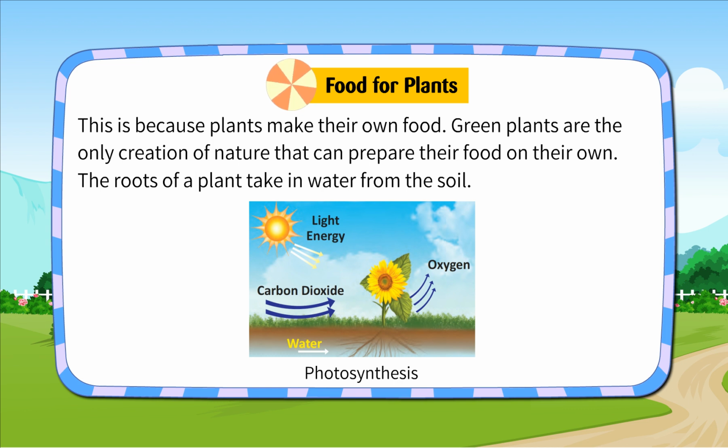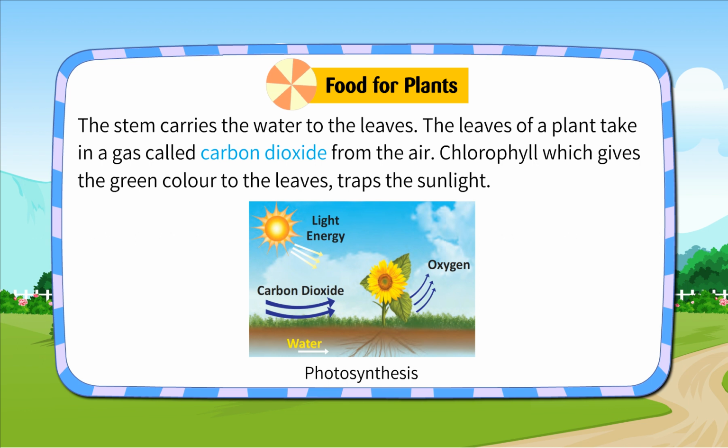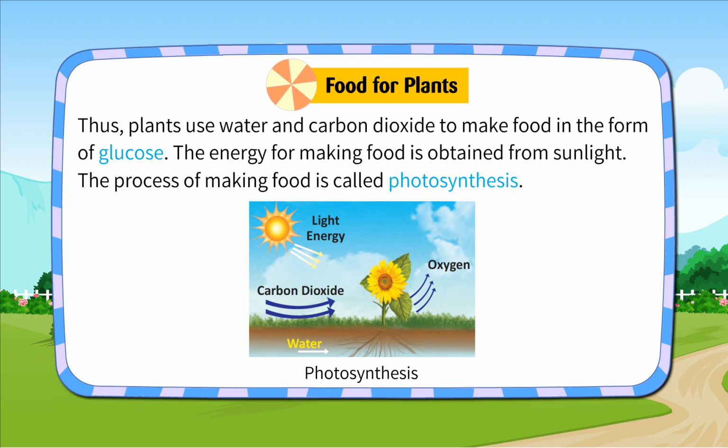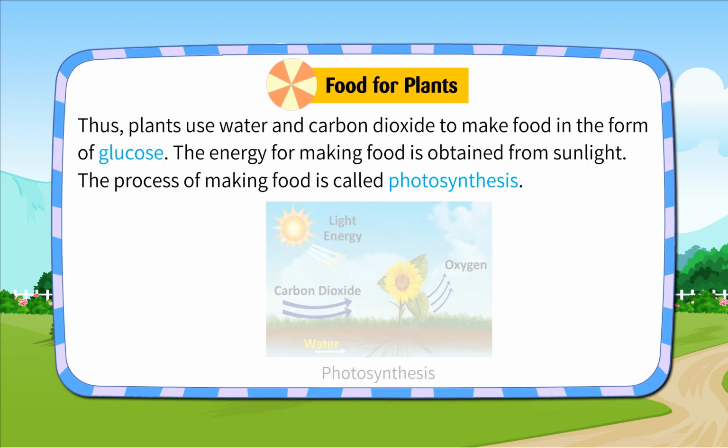The roots of a plant take in water from the soil. The stem carries the water to the leaves. The leaves of a plant take in a gas called carbon dioxide from the air. Chlorophyll, which gives the green color to the leaves, traps the sunlight. Thus, plants use water and carbon dioxide to make food in the form of glucose. The energy for making food is obtained from sunlight. The process of making food is called photosynthesis.